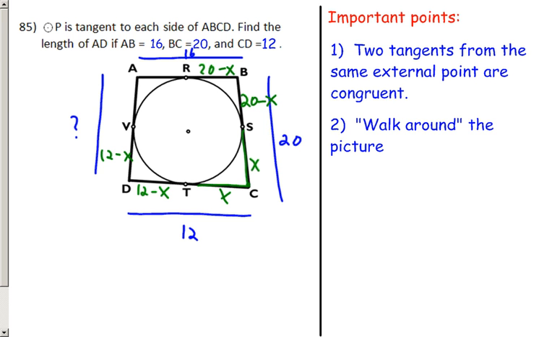And so would dV be. So I'm just kind of walking around. So then if TC is x, DT is 12 minus x, I'll walk around there. I can't go any further here. I can't find AV right now because I don't know how long AD is. But I can find AR, and this is where a lot of you guys make your mistakes.